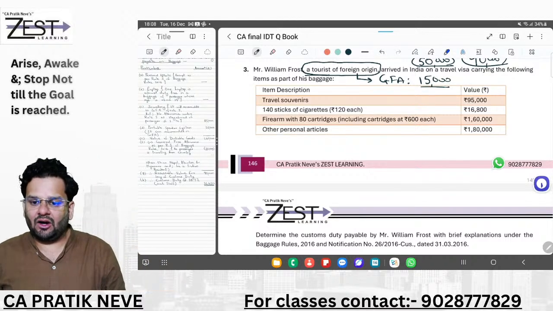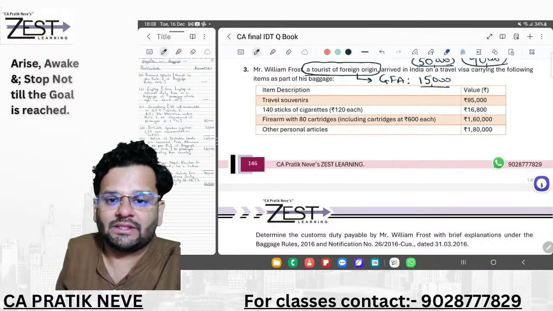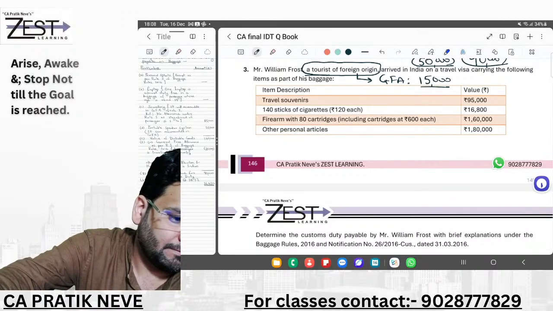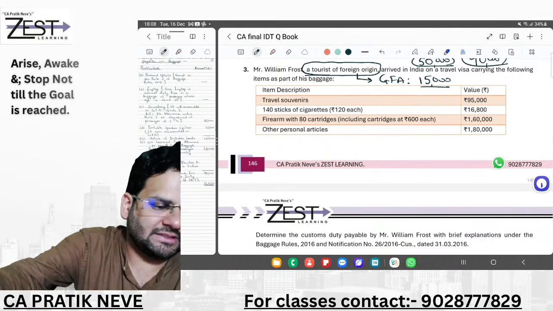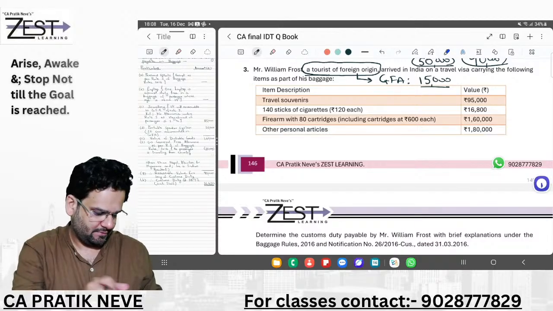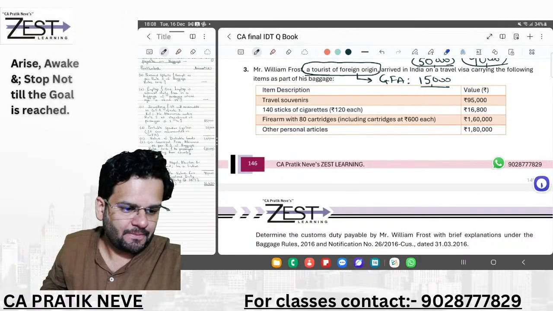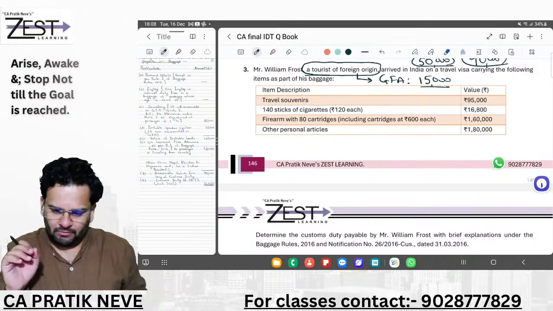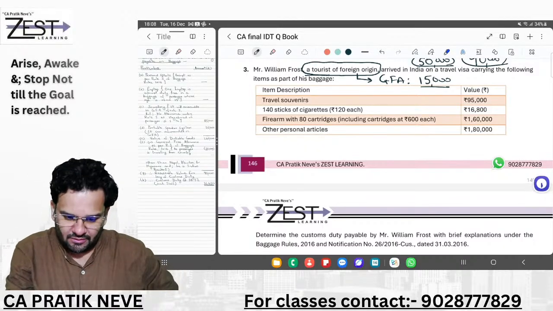Arrived in India on a, just 1 second, allow me to place the mobile on charging so that I'll be able to read your chats. Yes. So GFA will be 15,000.